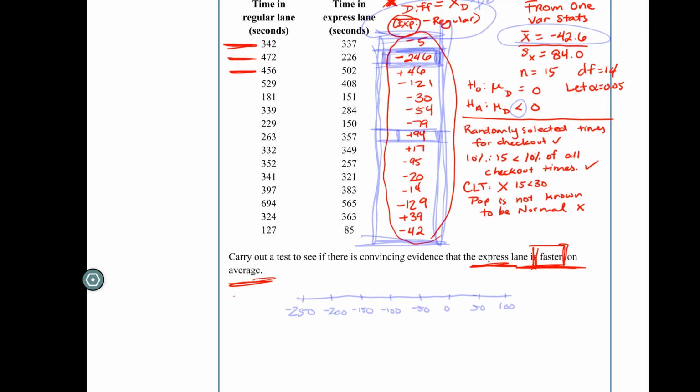And I'm just going to go ahead and plot these down real quick. You don't have to be perfect. You don't have to be super precise. All you have to do is make sure that you are somewhat close here. So just go through and make your dot plot.